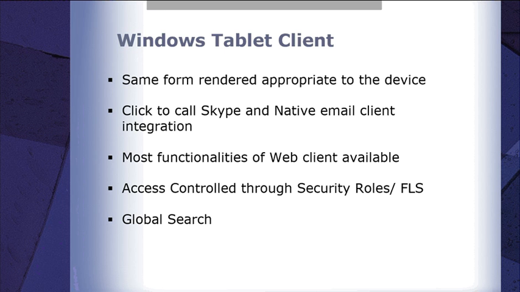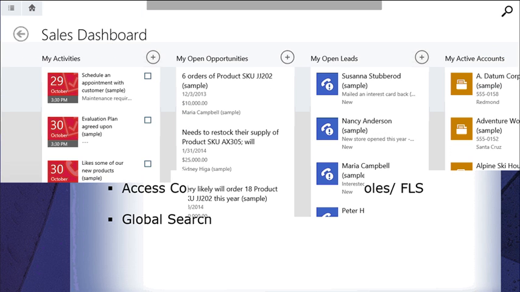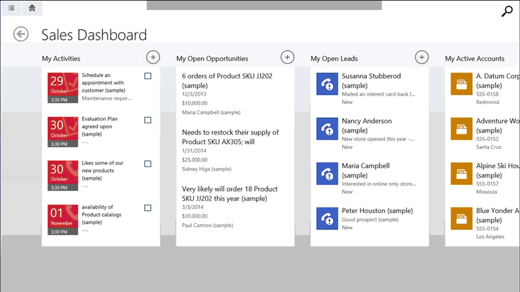Let's go ahead and have a look at the Windows tablet client. This is how the Windows tablet client looks. When you log in, the first screen that you see is the dashboard screen. This is the same dashboard that you see when you log into your web client. They are not two different dashboards. You don't need to design a dashboard differently for your tablet client and a different one for your web client.